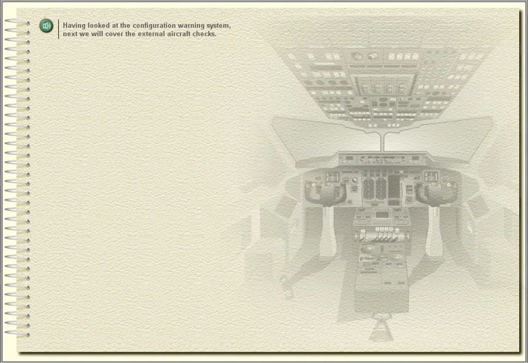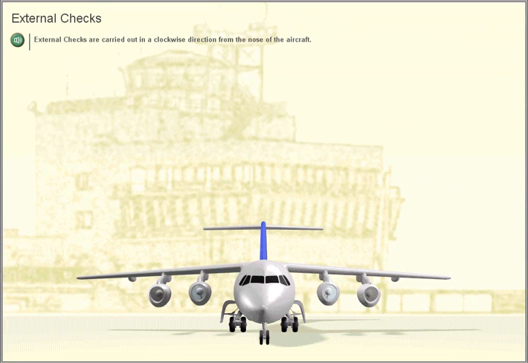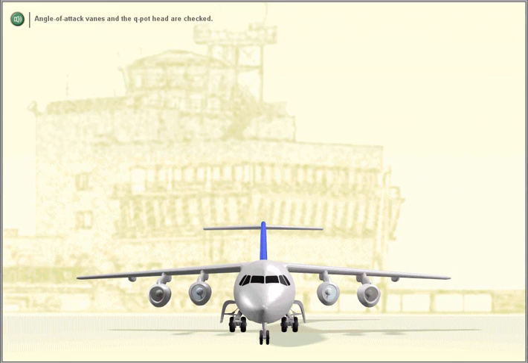Having looked at the configuration warning system, next we will cover the external aircraft checks. External checks are carried out in a clockwise direction from the nose of the aircraft.